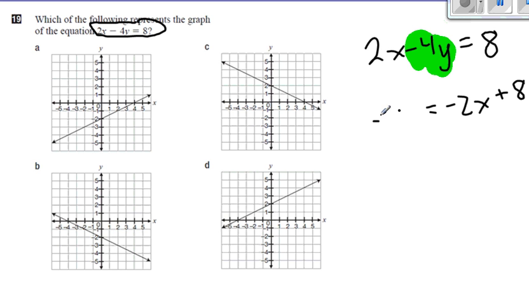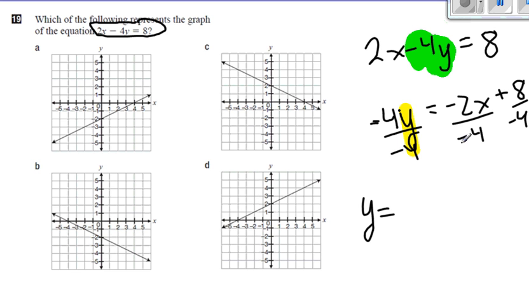I'm just going to make this a little neater here. That's better. Now that I've isolated the y term, I need to isolate y entirely, which means divide by negative 4 on both sides. So everything gets divided by negative 4. I end up with y equals. Now, negative 2 over negative 4 is 1 over 2, x. And 8 divided by 4 is 2. A positive divided by a negative is negative. So I'm looking for a starting value of negative 2.